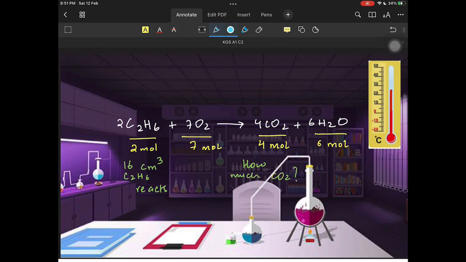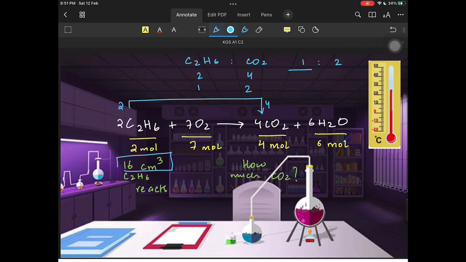So there's a relationship between ethane and CO2. It is a relationship of 2:4, or you can put it like 1 is to 2, right? So 2 is to 4, which can be written as 1 is to 2. We simply find the volume of carbon dioxide using the 16 centimeter cube in the question. Carbon dioxide is obviously going to be twice, which is 32 centimeter cube. So how much carbon dioxide do we get? 32 centimeter cube under the same conditions.